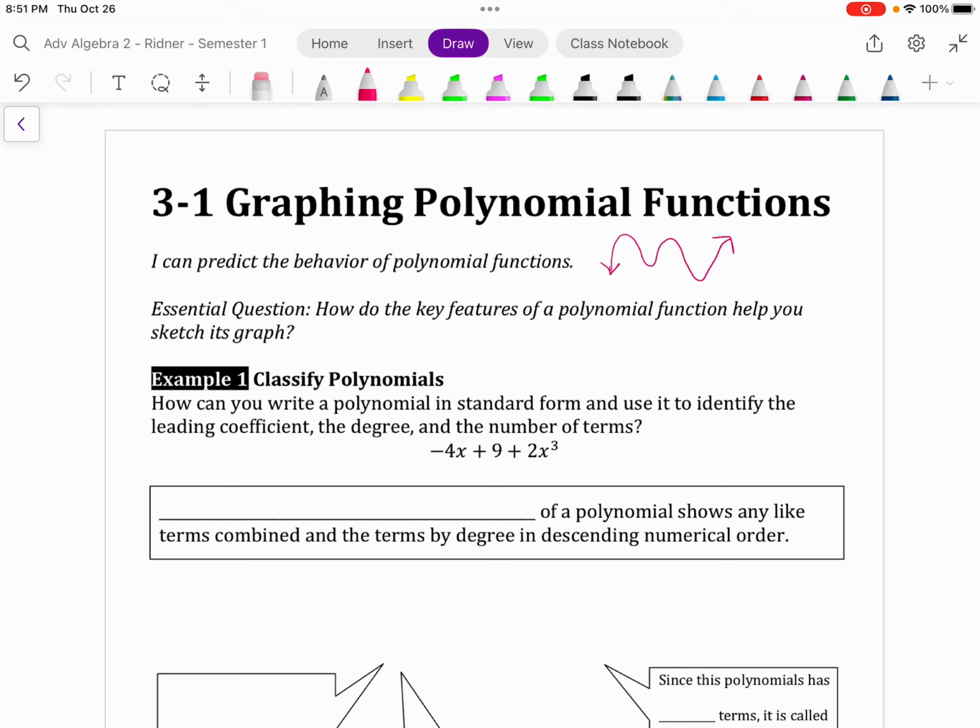Polynomial functions can be x squared, x cubed, x to the fourth, but the exponents do have to be whole numbers. So let's get started.